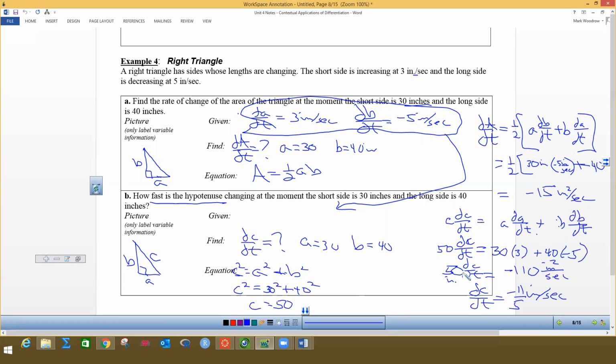But because that's 50 inches, when you put that 50 down here, you had an inches squared and an inch here. So this inch reduces with one of these, and that would be -11 inches per second. And c's a side, so you're not going to have a square there.